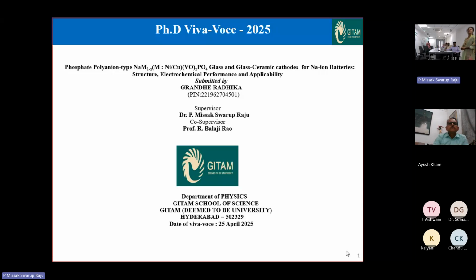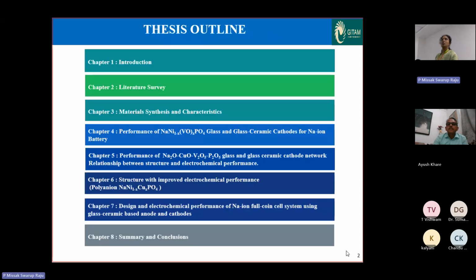The PhD title is Phosphate Polymer Type Sodium Metal Ion Vanadium Phosphate Glass Ceramic Cathodes for Sodium Ion Batteries: Structure, Electrochemical Performance and Applicability. Here the metal ion is replaced by nickel, copper, and nickel and copper. The thesis outline is divided into a total of 8 chapters.